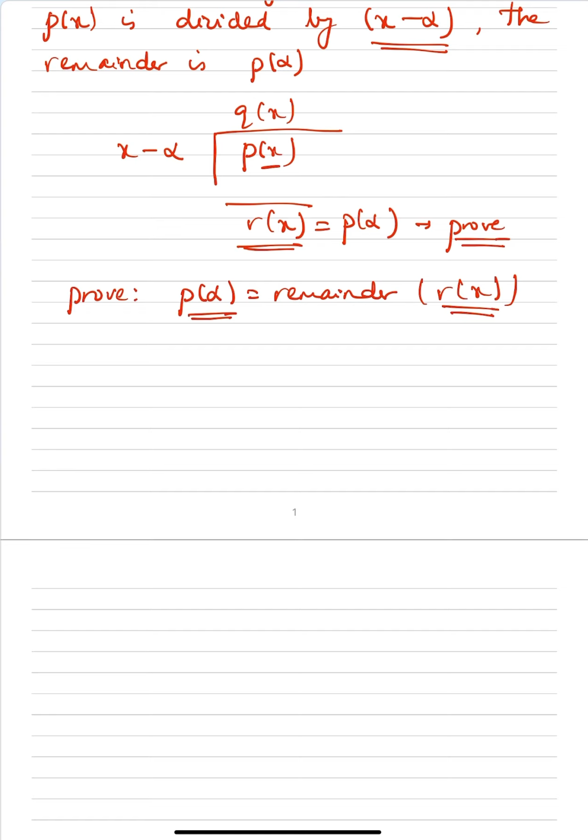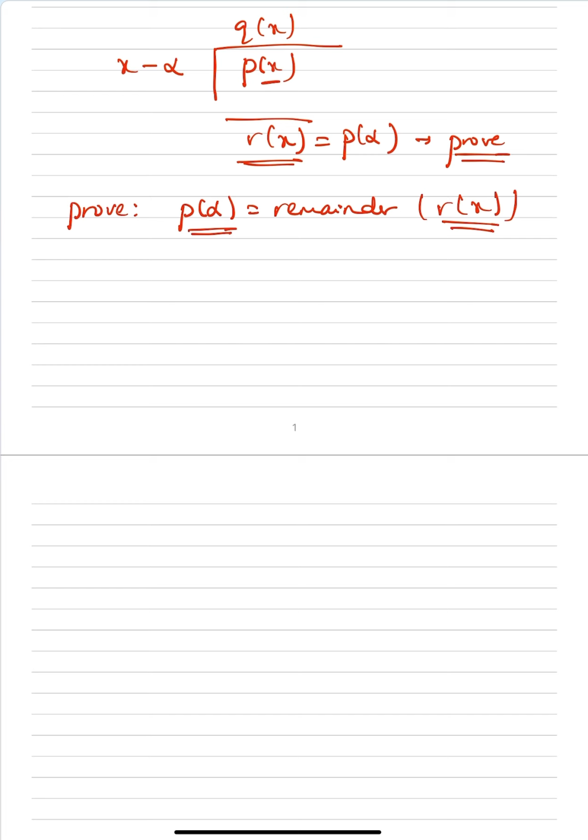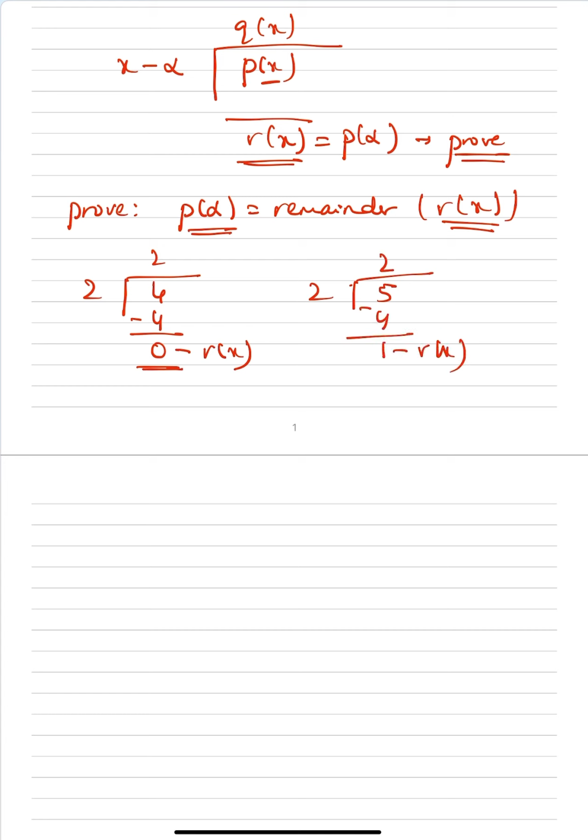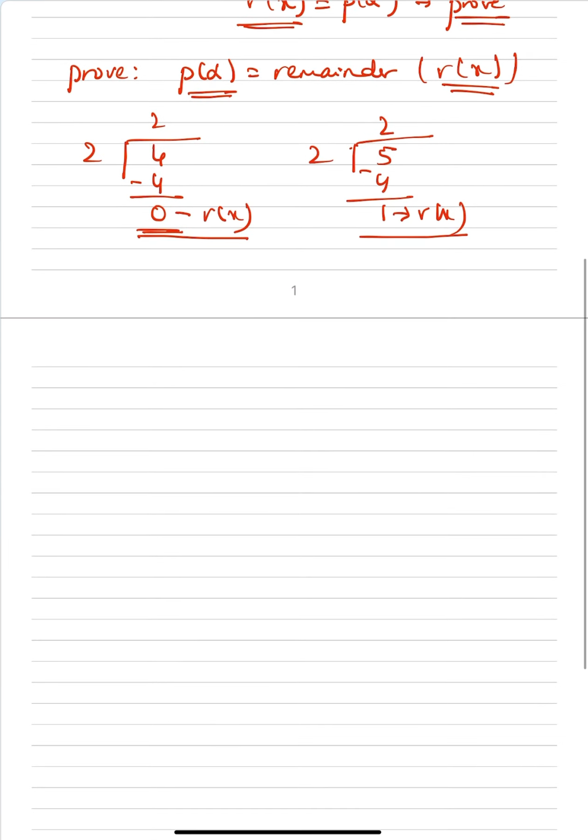Now it is very simple that if we do any kind of division, suppose I divide 4 by 2, then I will get 0 as the remainder. Here the remainder is 0. Or if I divide 5 by 2, then the remainder is 1. That means either the remainder is 0 or the remainder is not equal to 0. That means it is a constant. Correct? So, to prove this theorem, there are two cases: either the remainder is 0 or the remainder is not equal to 0.